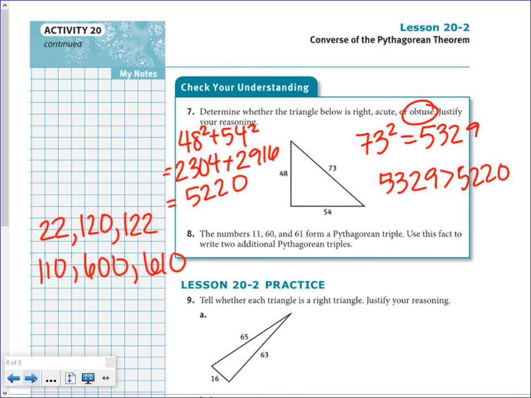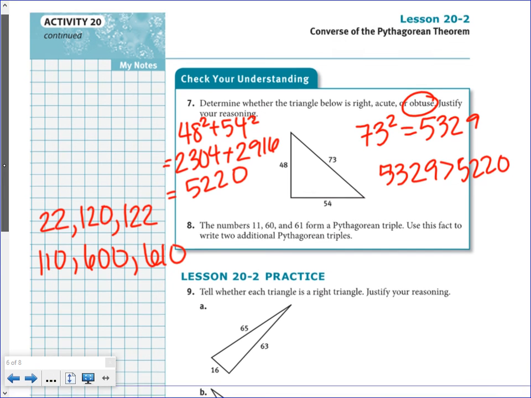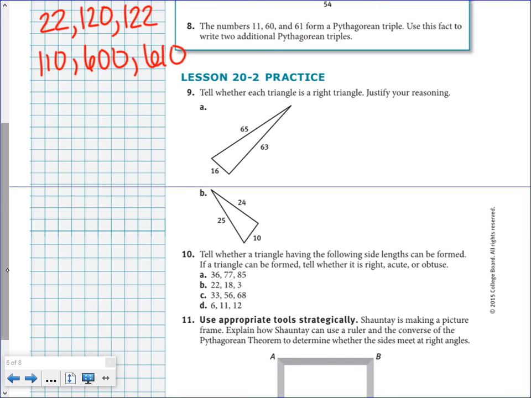It's just going to make you have large numbers. But you should make sure you multiply all three of the numbers by the same thing. So now let's look at number 9. Tell whether each triangle is a right triangle and justify your answer. So showing your work is fine for justification here.